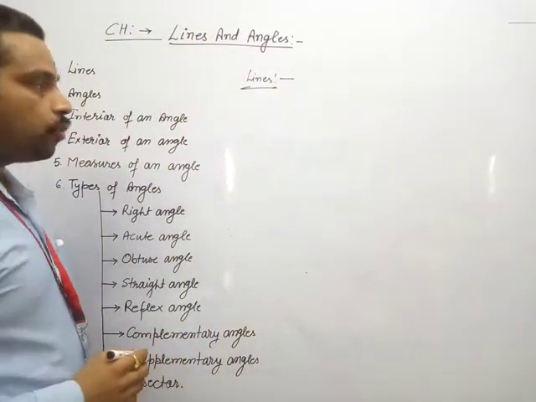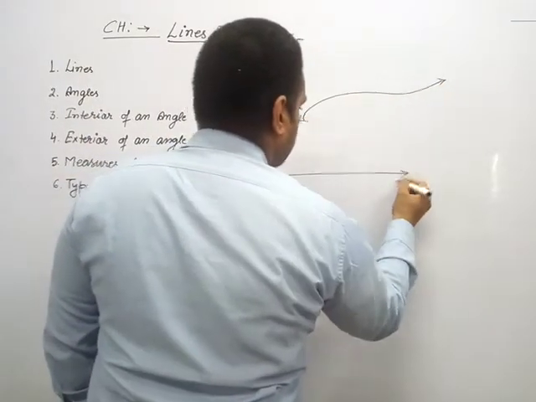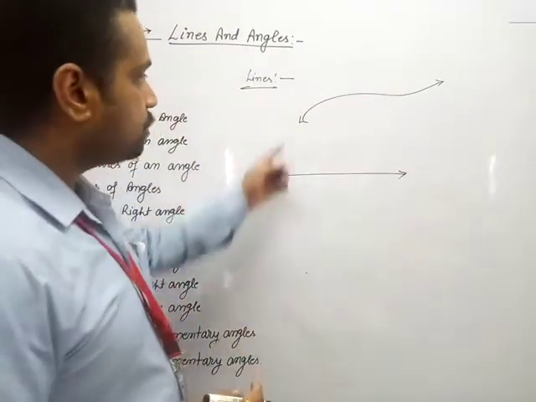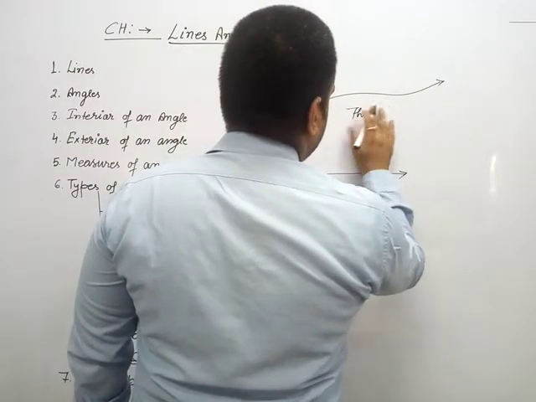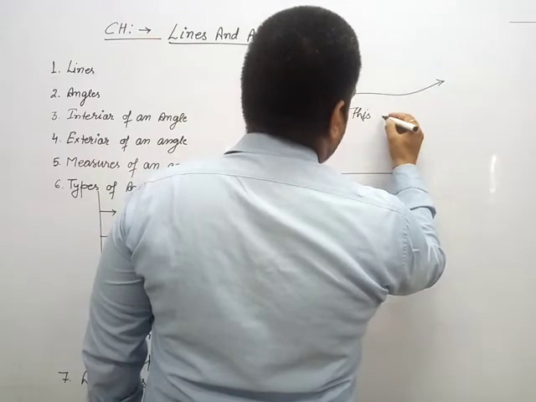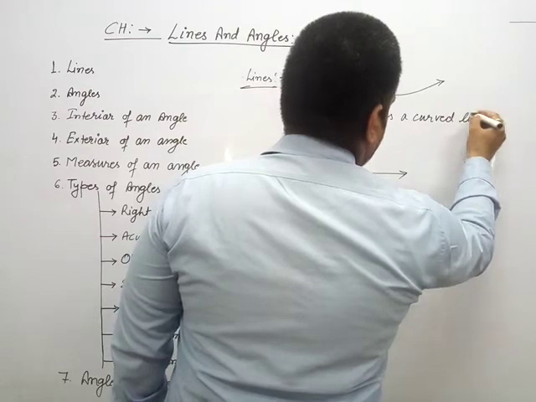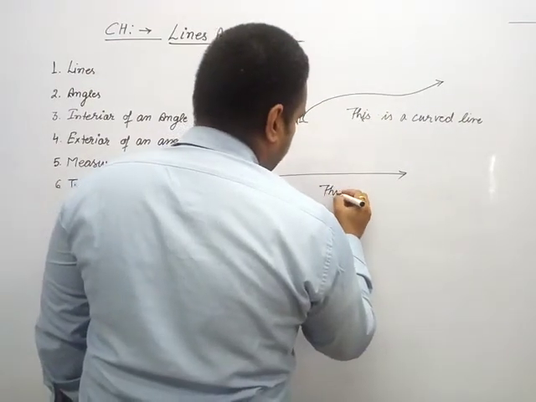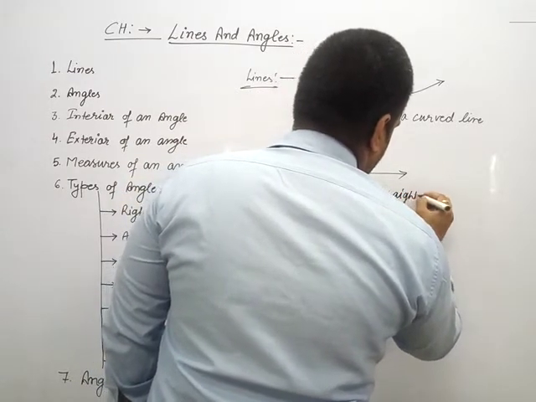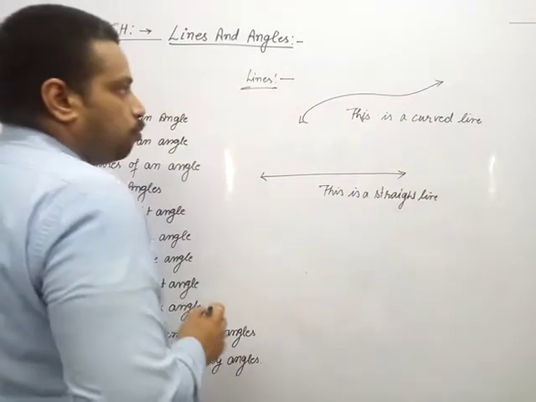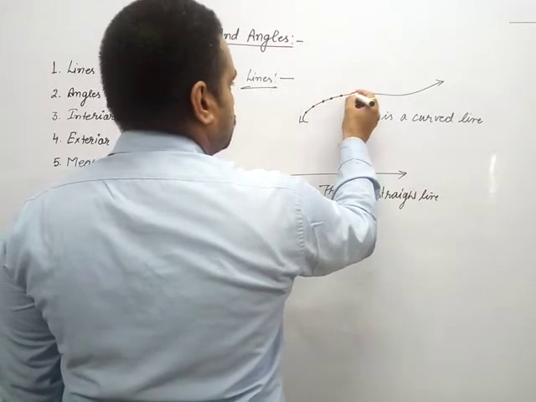So what are lines? This is also a line and this one is also a line. Then what is the difference between this line and this line? This is a curved line and this is a straight line. What is the difference between this curved and straight line? Here all the particles are not in a straight way.